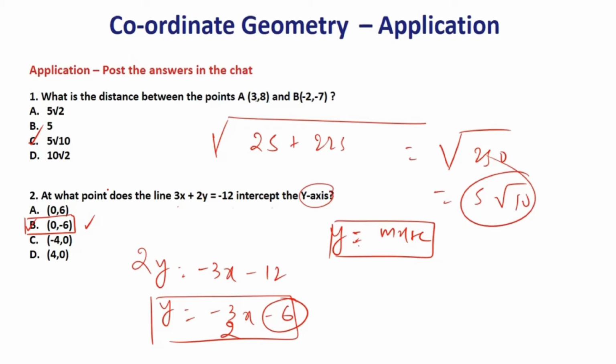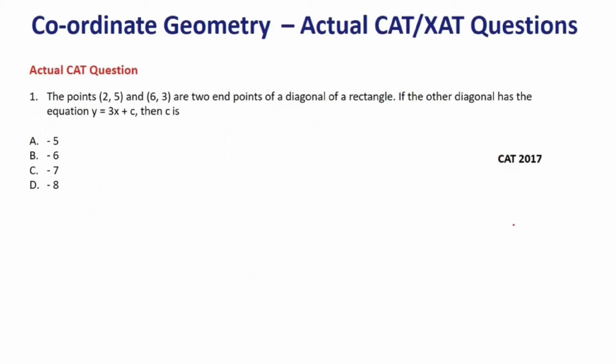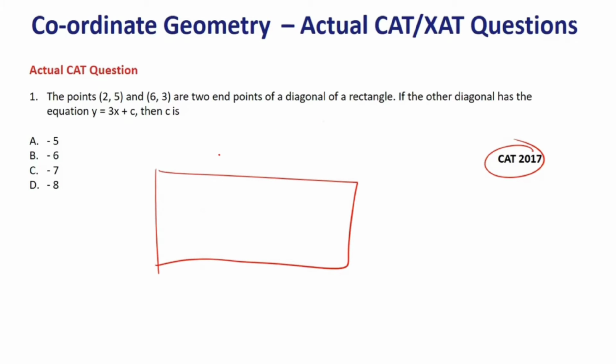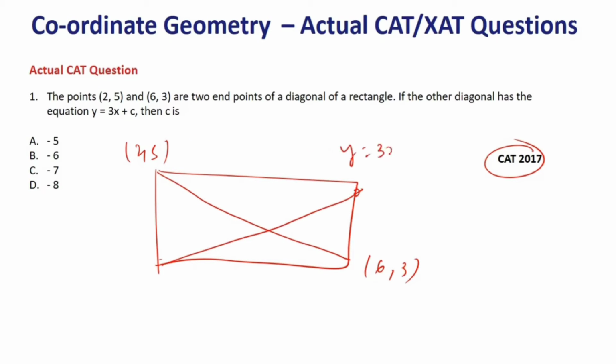Let's try and apply the concepts to some actual CAT questions, right? Let's begin with a question from CAT 17. Two points (2, 5) and (6, 3) are endpoints of a diagonal of a rectangle. So (2, 5) is here, (6, 3) is here. The other diagonal has the equation y is equal to 3x plus c. The diagonals of a rectangle will bisect each other. So the midpoint of both the diagonals will coincide.